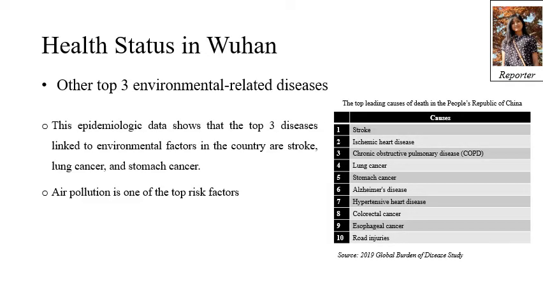The third is other environment-related diseases. The table shows the top leading causes of death in China. This epidemiologic data shows that the top three diseases linked to environmental factors in the country are stroke, lung cancer, and stomach cancer. Moreover, the GBD study of 2019 presents that air pollution is one of the top risk factors that drive most death and disability combined.